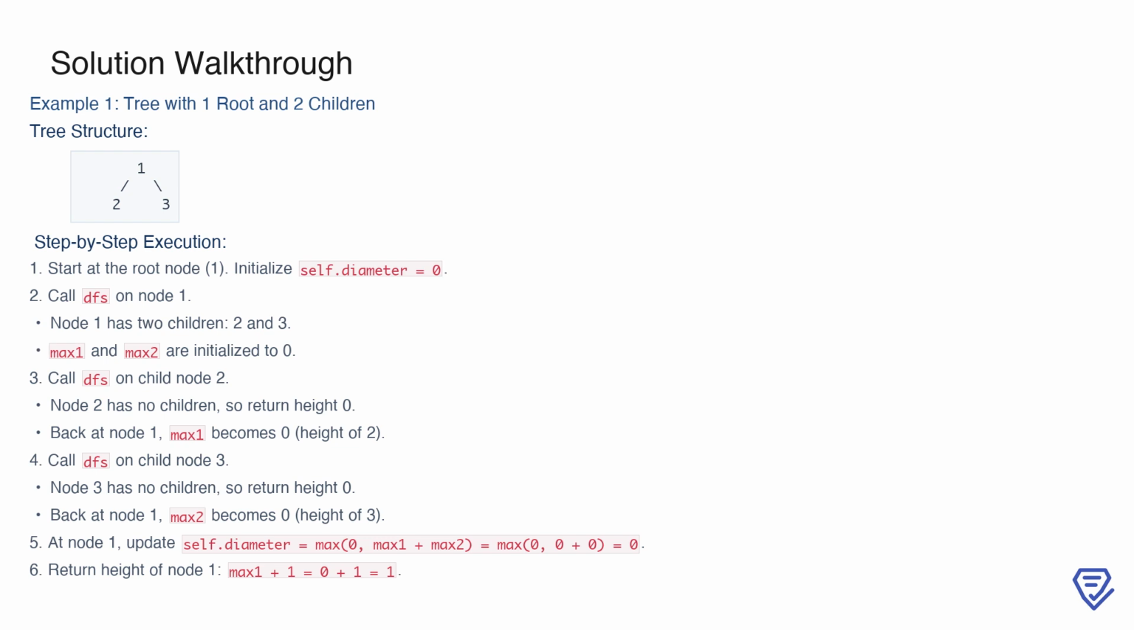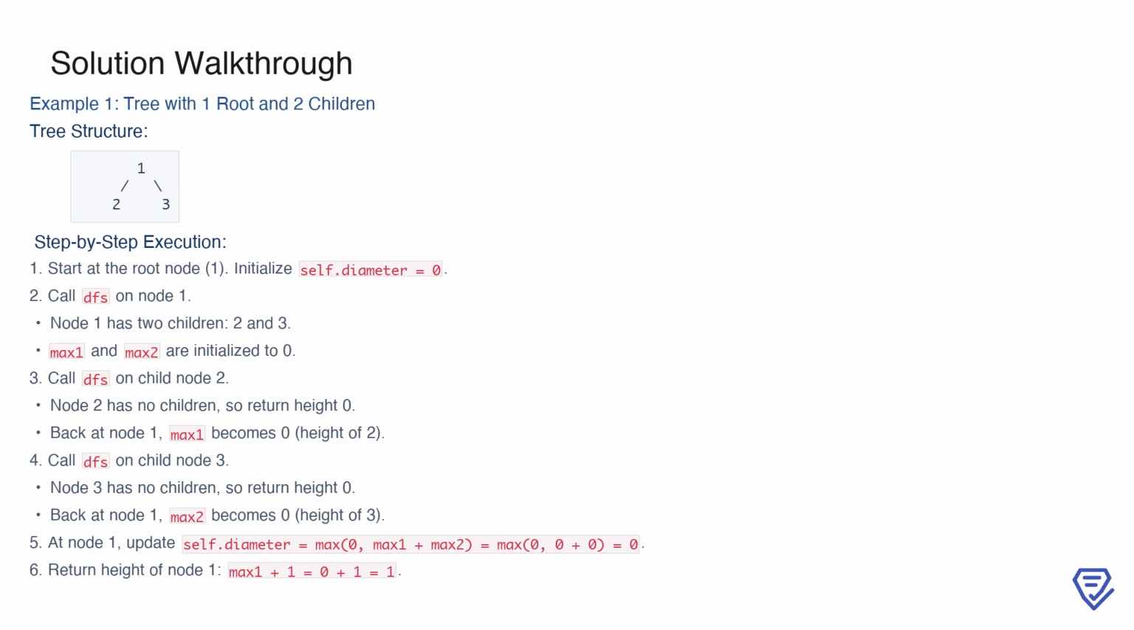First, we explore child node 2. Since node 2 has no children, its height is 0, and we return this value. Back at node 1, we update max1 to 0, which is the height of node 2. Next, we explore child node 3. Similarly, node 3 has no children, so its height is also 0, and we return this value. Back at node 1, we update max2 to 0, which is the height of node 3.